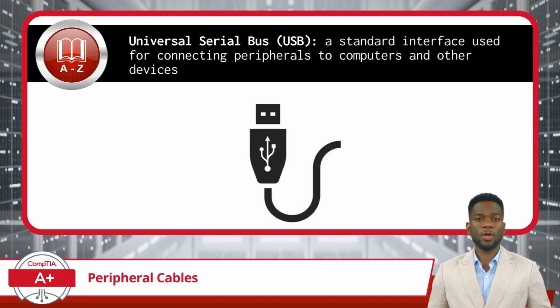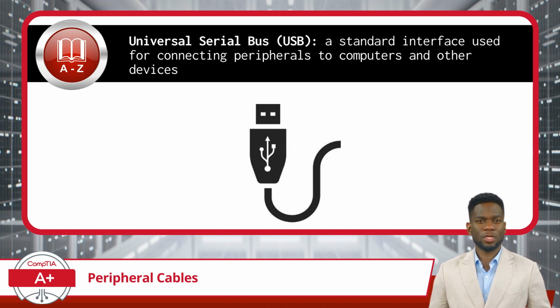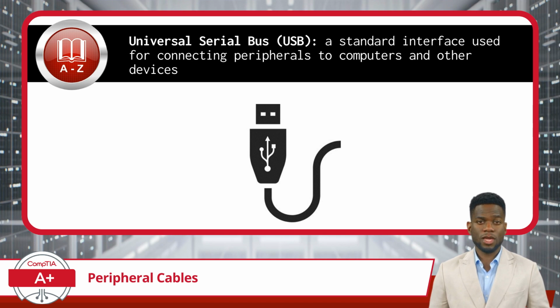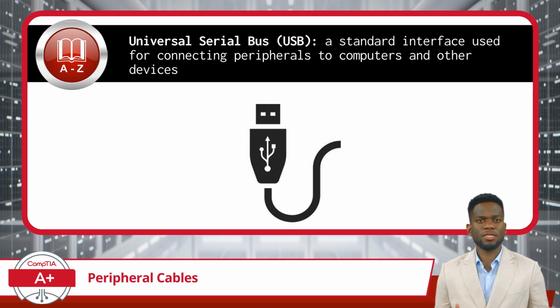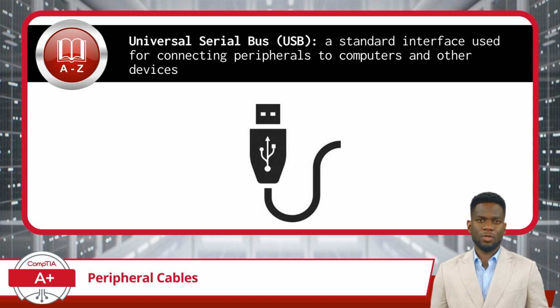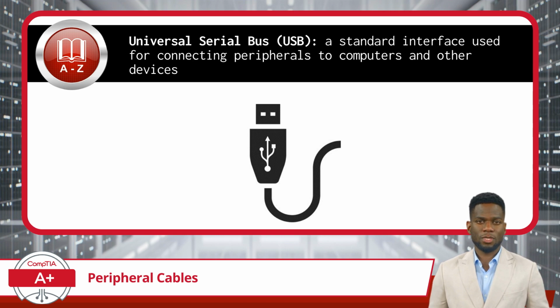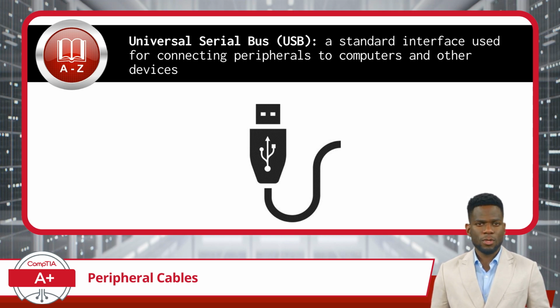One of the most well-known peripheral cables is the USB. USB, short for Universal Serial Bus, is a standard interface used for connecting peripherals to computers and other devices, and this cable type has revolutionized connectivity since its inception in 1996. They facilitate data transfer, power supply, and device connectivity. With USB cables, you can transfer files, connect peripherals like keyboards and printers, or charge your devices.